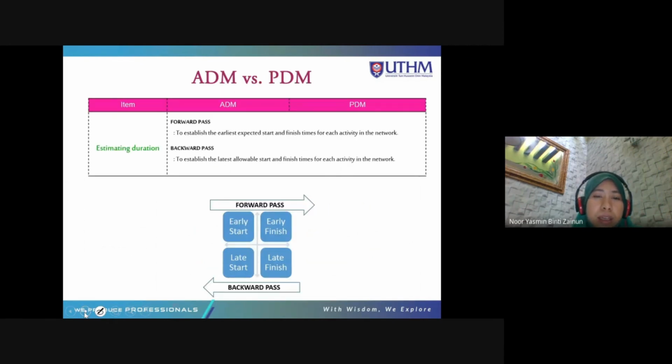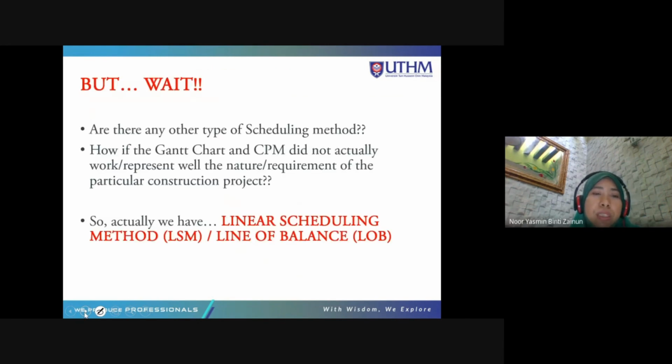Okay, and you need to calculate estimating duration using forward pass and backward pass. So forward pass, if you have more than 1 arrow, you need to choose the biggest value. Backward pass, you need to choose the smallest value.